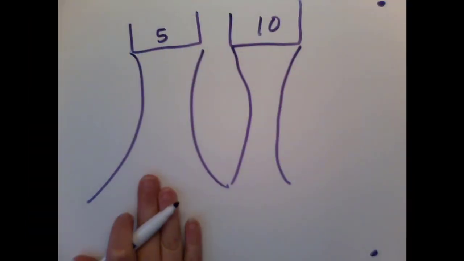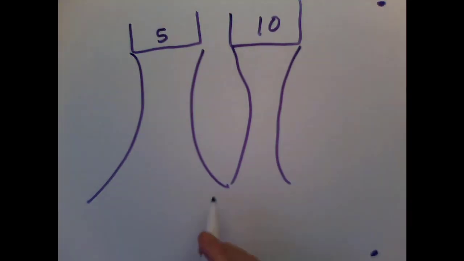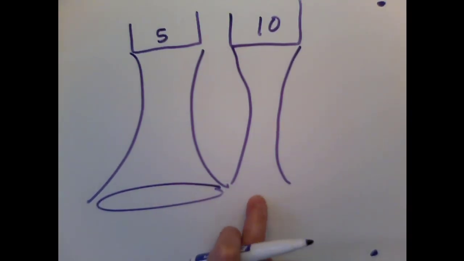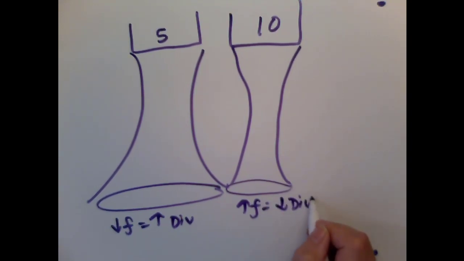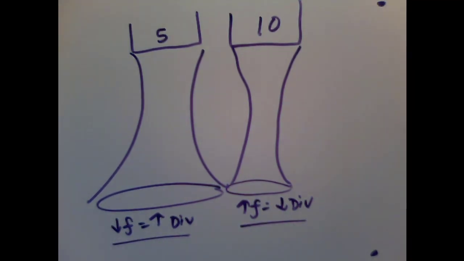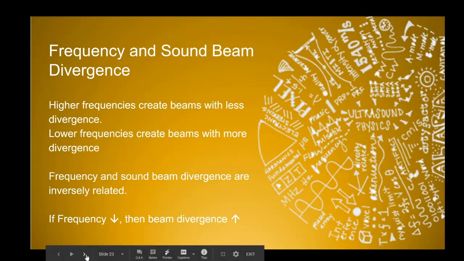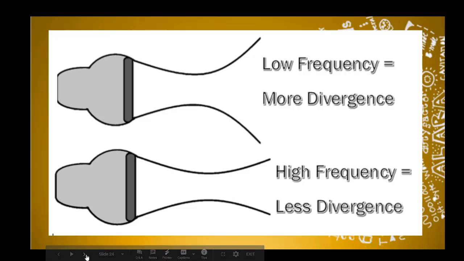So again, back to the whiteboard. This transducer here is 5 megahertz. It's a low frequency transducer, which means that it'll have a lot of divergence, versus the 10 megahertz frequency, which has low divergence. So lower frequencies equals more divergence, high frequency equals less divergence. So we have learned that divergence is inversely related to the frequency and diameter, where focal depth is directly related to frequency and diameter. And again, another image kind of illustrating the changes.